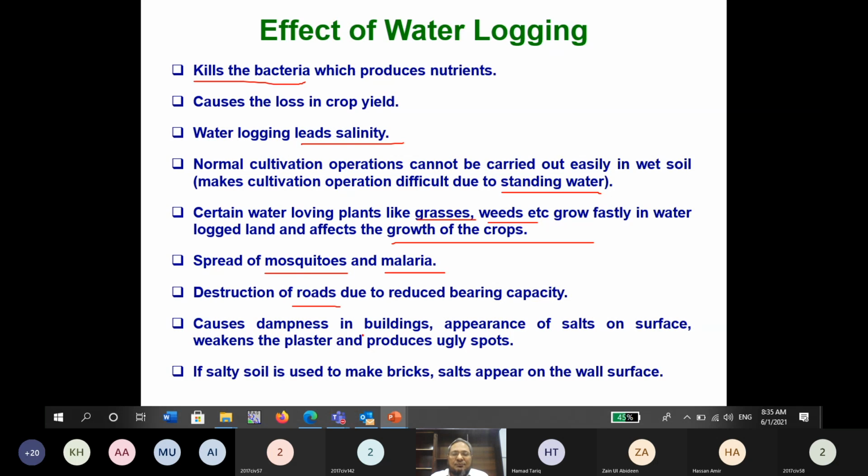Next is causing dampness in buildings. Appearance of salt on the surface, weakness in plaster, and ugly spots. So that is also the overall dampness in the building it may cause. And if salty soil is used to make bricks, salt appears on the wall surface because those bricks contain a lot of salt. So is it clear? What are the effects of waterlogging?